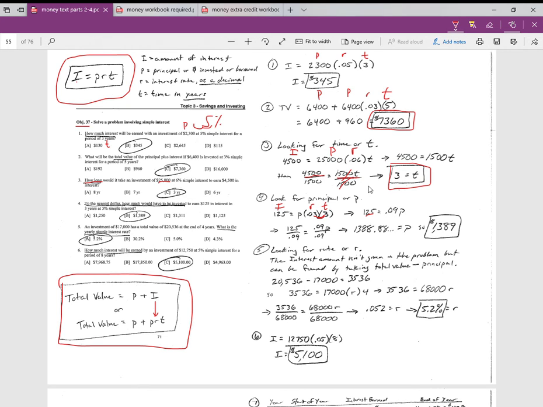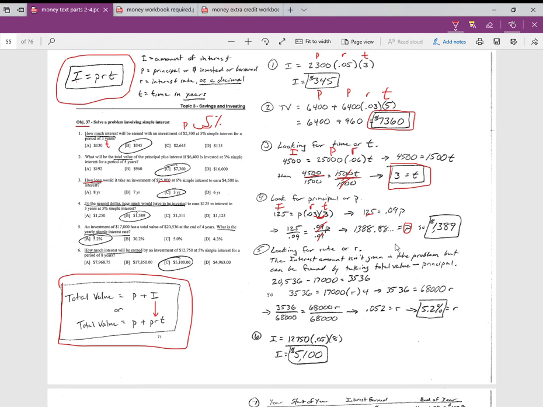So now you do the same thing we did in the last problem. Whatever that letter is being multiplied by, we divide both sides by it. So 0.09 divided by 0.09 will cancel out, and we're left with just p here. And then we divide 125 divided by 0.09, and it gives us $1,388.88. But the question said to the nearest dollar, so we're just going to round that up to 1,389. Okay.